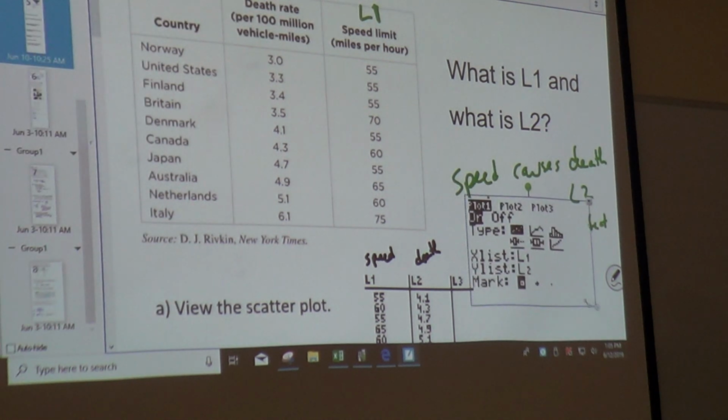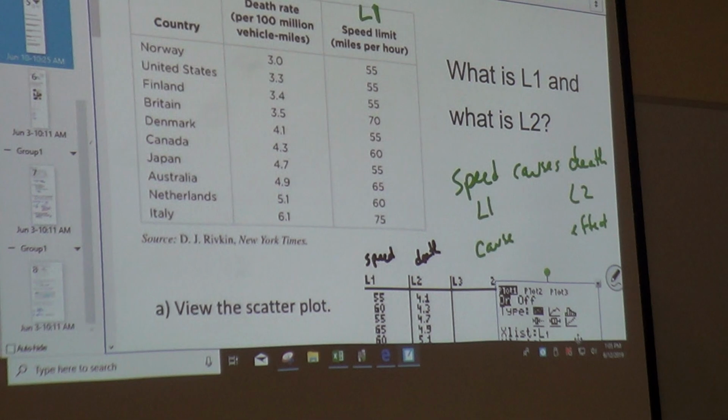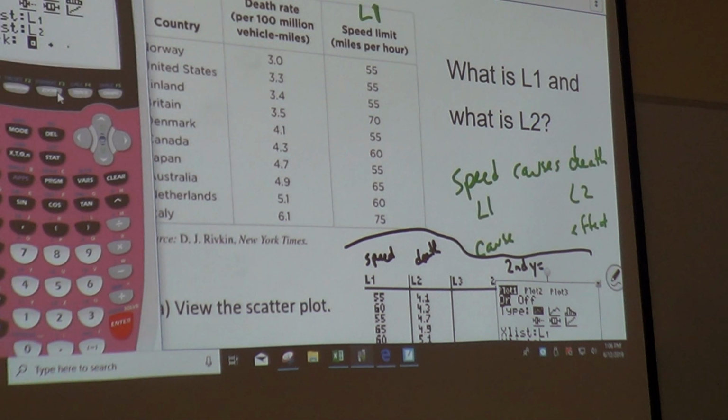So I went to second y equals, and I made sure that I chose the scatter plot. And I'm going to do zoom 9. Maybe not.